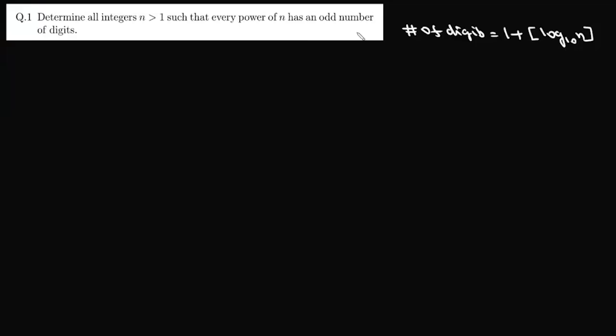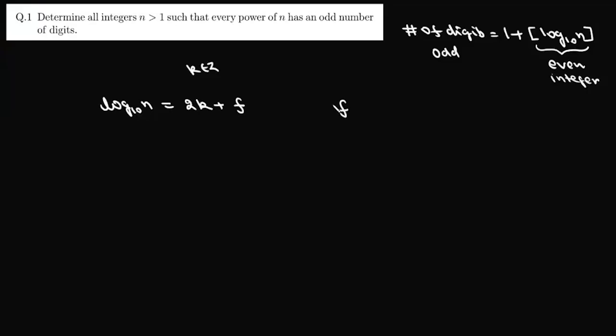Now we want every power of n to have an odd number of digits. So if every power is odd, then n itself should have an odd number of digits, and it will have an odd number of digits if this log base 10 of n is an even integer. So we can write log base 10 of n as 2k plus its fractional part f, where k is an integer and f is a fractional part, so its value will lie between 0 and 1.